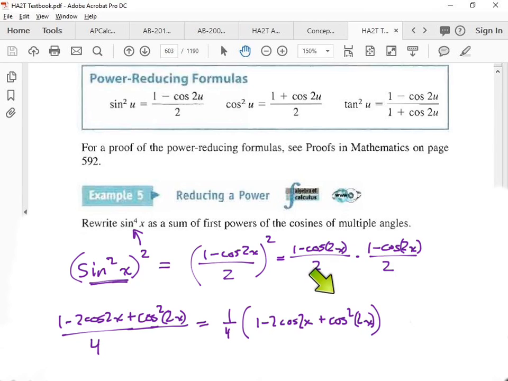So let's use the power reducing formula for this guy. Why? 1 plus cosine 2 times 2x over 2. Oh man, that's hideous. Is that hideous or what?